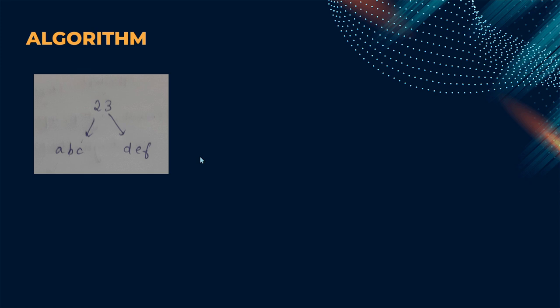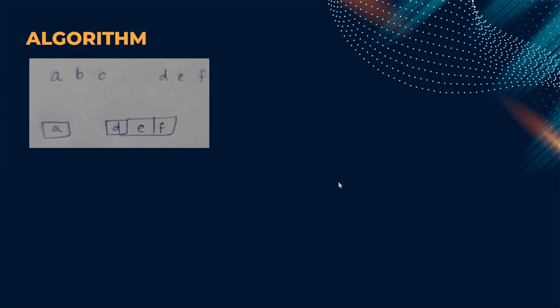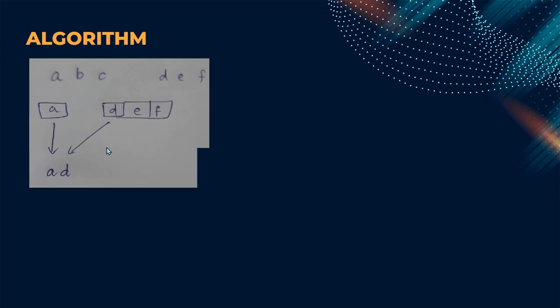For that, it is easier to maintain a map that holds key-value pairs like this. For this particular digit character, this string should get mapped. So first A should be extracted. For this test example 2, 3, first A should be taken from the string ABC, followed by DEF, and all the possible combinations should be done.